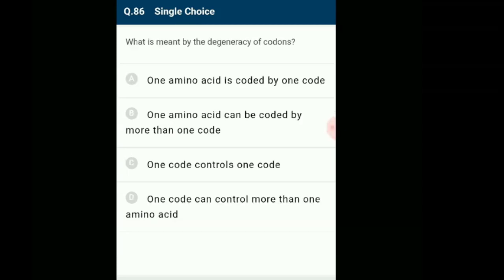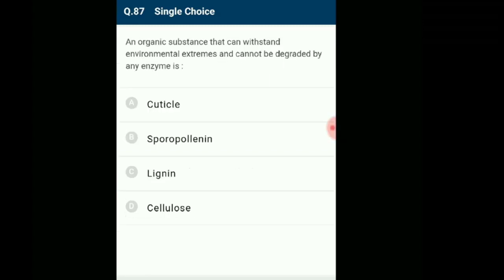Question number 86. What is meant by the degeneracy of codons? As the number of codons is 64 and the number of amino acids to be coded is 21, more than one codon is available for a single amino acid. So the answer is option B. One amino acid can be coded by more than one codon. Question number 87. A substance that can withstand environmental extremes and cannot be degraded by any enzyme is. Sporopollenin is a fatty substance present in the pollen wall and provides resistance against extreme conditions like high temperature, acids and bases. So the answer is option B.